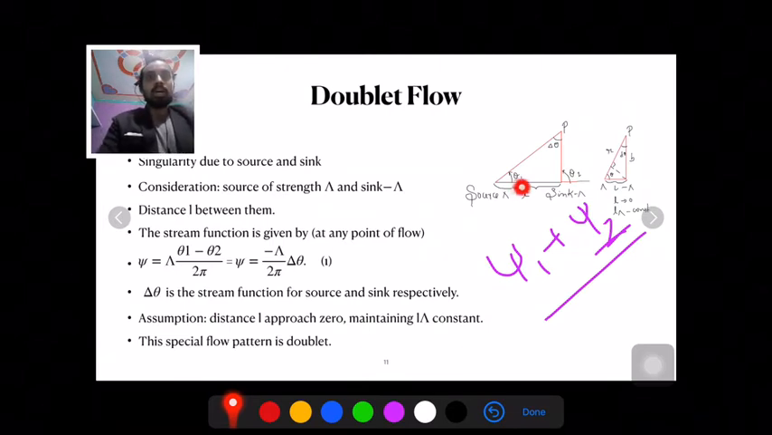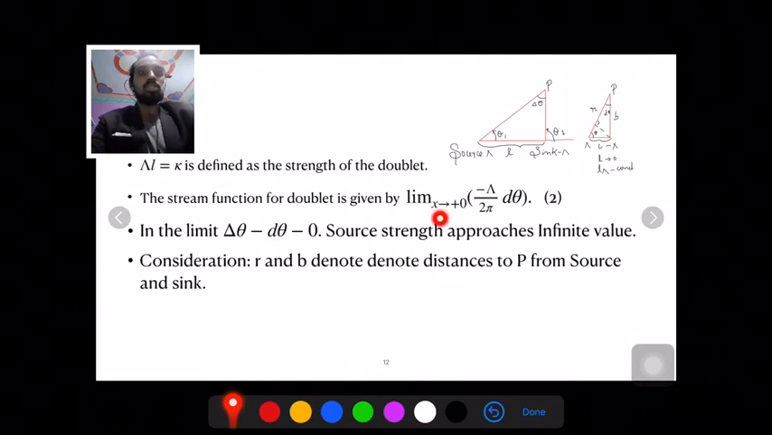Okay, now the stream function for a doublet flow, what did I tell you? I told you, right, the limit tends to 0. So basically the limit x tends to 0, minus lambda by 2 pi d theta, and what is important here, lambda L is equal to constant. When that condition is met, my doublet flow condition is satisfied. Okay, so in this, the limit is tending to 0, right? Since it's tending to 0, the source will achieve some infinite value.